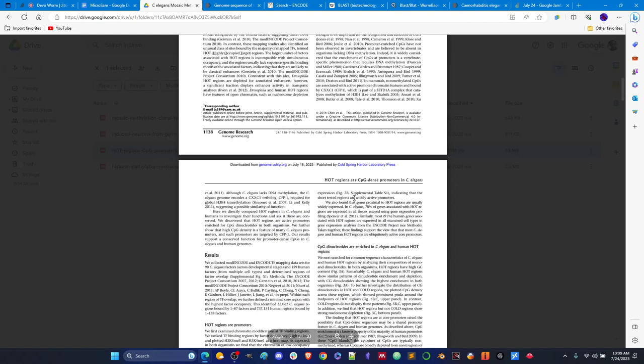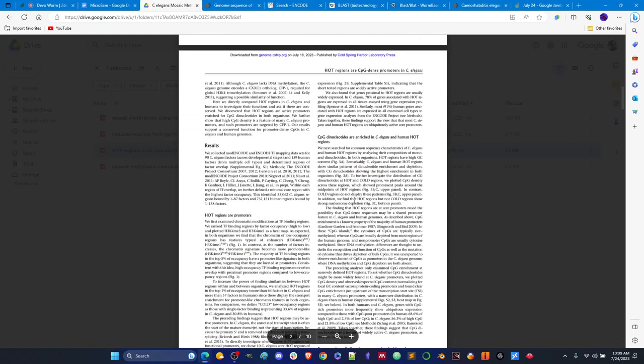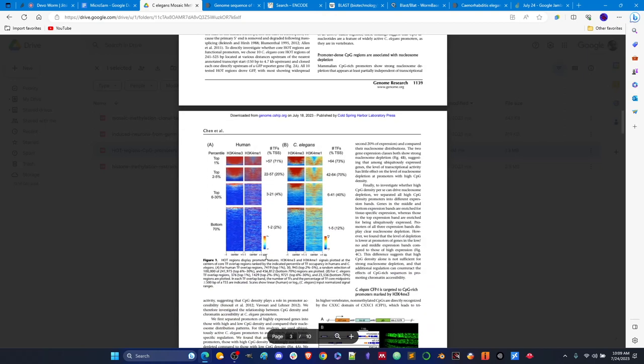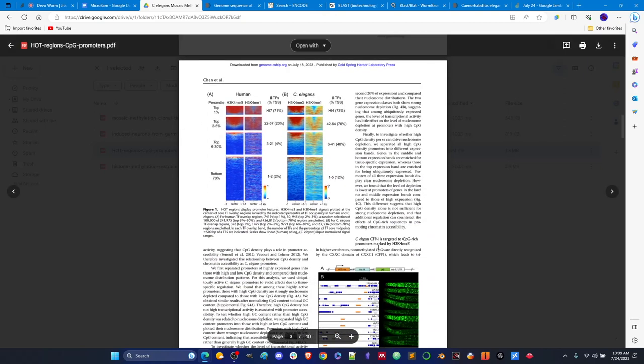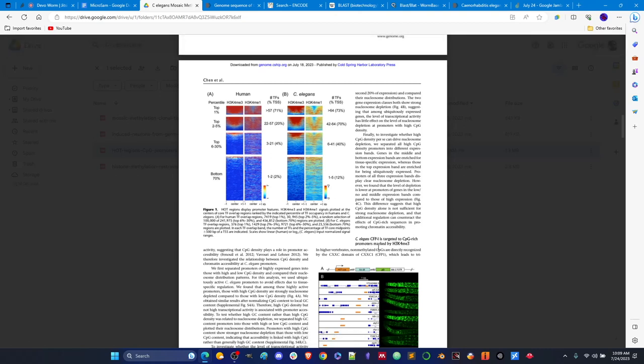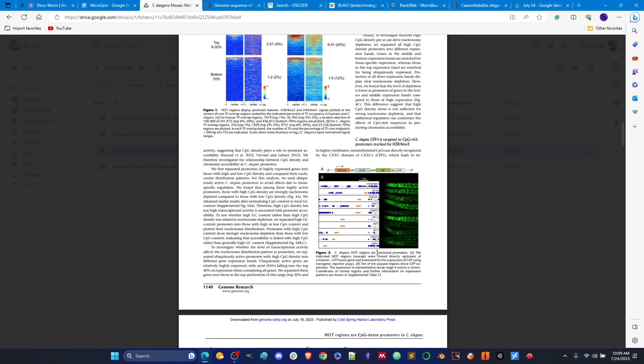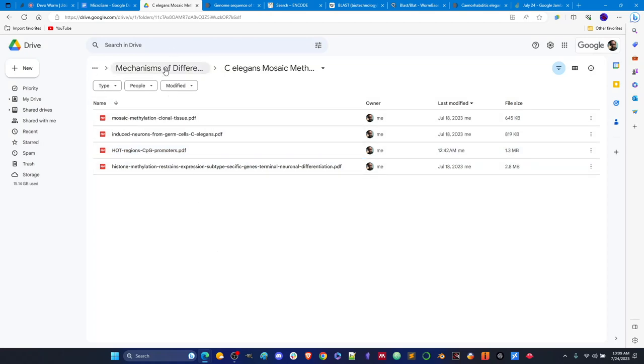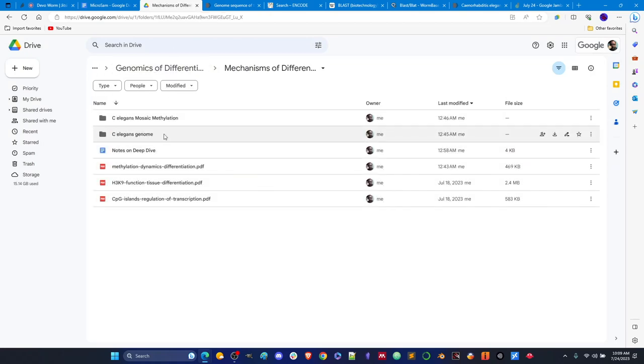They find that there are these regions where you get clusters of these CG repeats. You get a higher potential for regulation that's based maybe on cell differentiation, and you get differences between humans and C. elegans in terms of the stability across the genome. So there's a lot of work in this paper. Okay, so that's the mosaic methylation work.